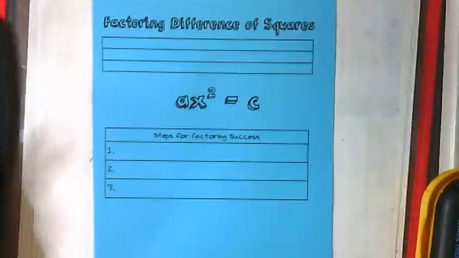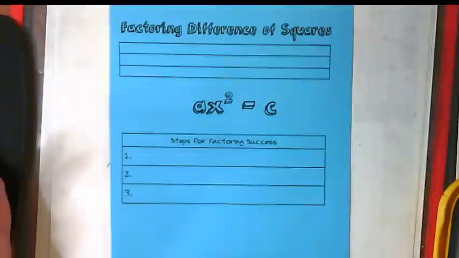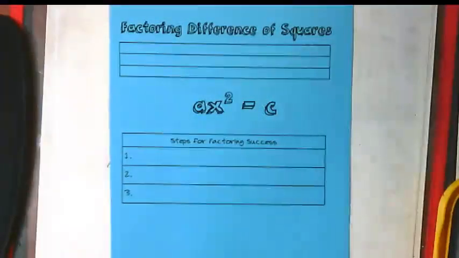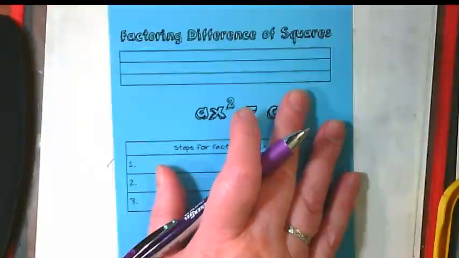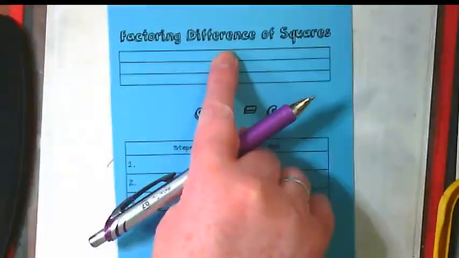All right, I want you to think back to when we were working on equations and we came up with the understanding that most equations have exactly one answer, but some equations had no solution and some had infinite solutions. Do you guys recall that? And we called those special cases. Well, this is a special case for factoring polynomials. And it's called factoring difference of squares.